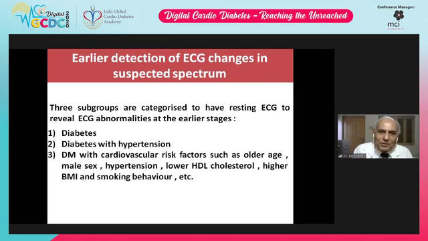Now we have to select the group of patients for whom we shall be recording the ECG changes. Three subgroups are categorized to have resting ECG to reveal the ECG abnormalities at the earliest stages: diabetes, diabetes with hypertension, and diabetes mellitus with cardiovascular risk factors such as old age, male sex, hypertension, lower HDL cholesterol, high BMI, and smoking behavior, etc. We shall record the ECG under the three heads I have just enumerated.